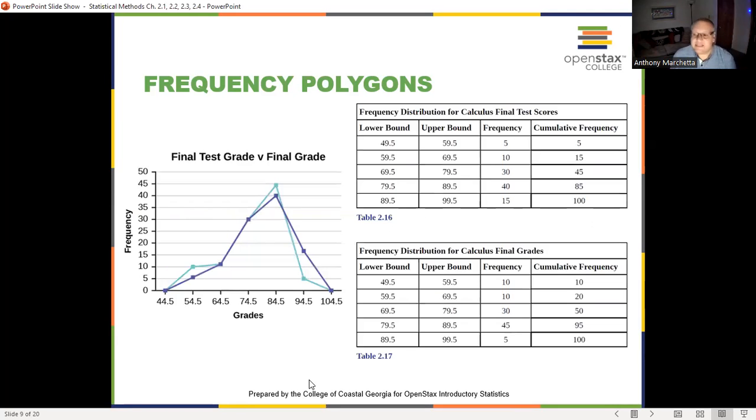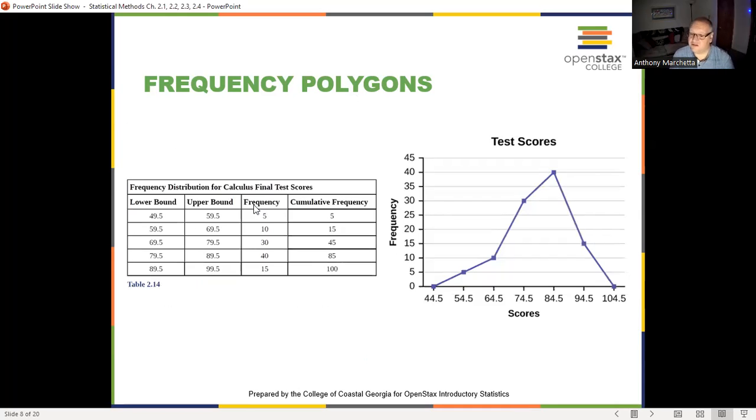Okay. In this case, what you're looking at is 2 different frequency polygons being graphed on the same graph. And it's color coded. It doesn't say anywhere, but I could tell you that the first one that we saw, let's go back and look at it just one more time, is the dark blue line.